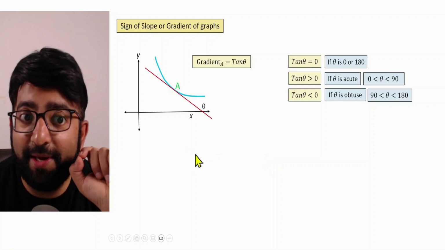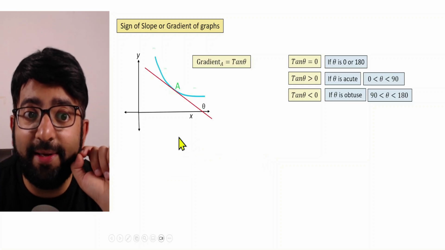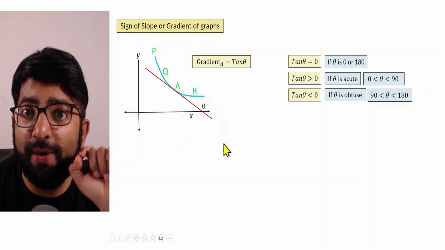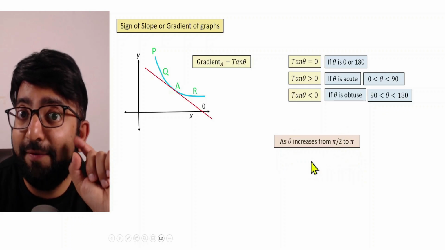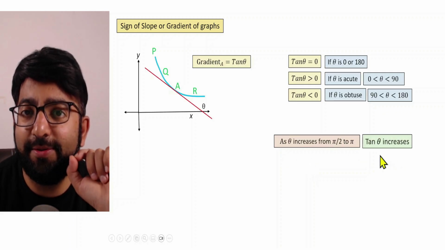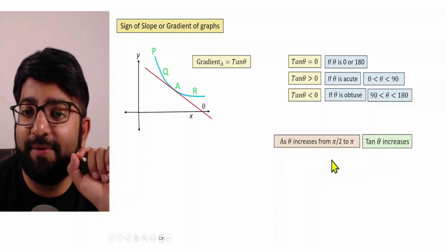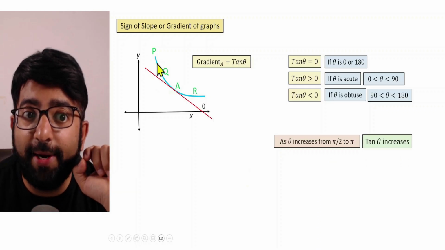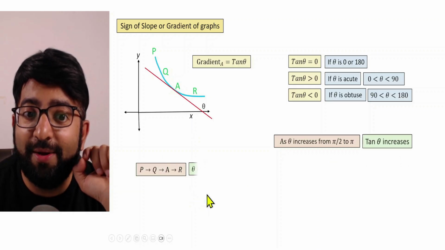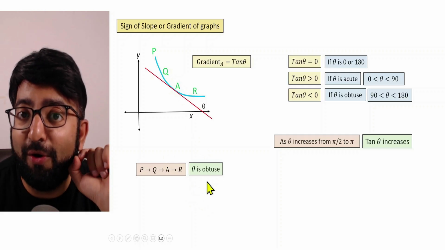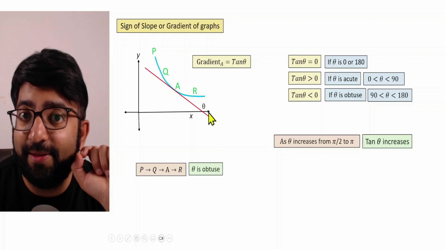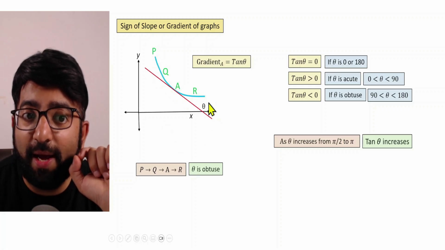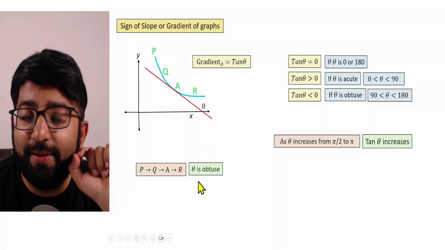And like in the previous case, let us analyze this graph by taking various points P, Q, A, and R. We had discussed earlier that as the value of theta increases from pi by 2 to pi, even then the value of tan theta increases, although tan theta will be negative. So now if we go from the point P to Q to A to R, the value of theta is actually obtuse. And you can see here also this particular angle is much greater than 90 degrees. So all of these angles at P, Q, A, R will be obtuse.